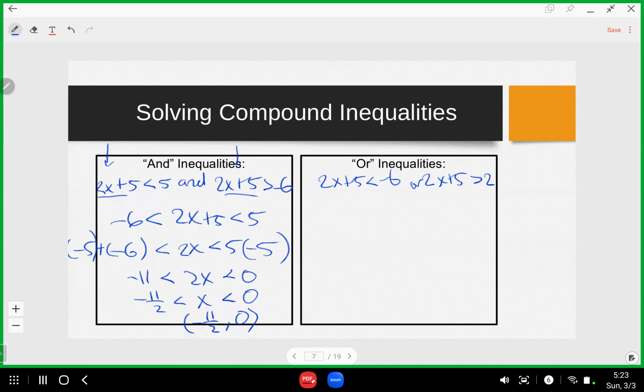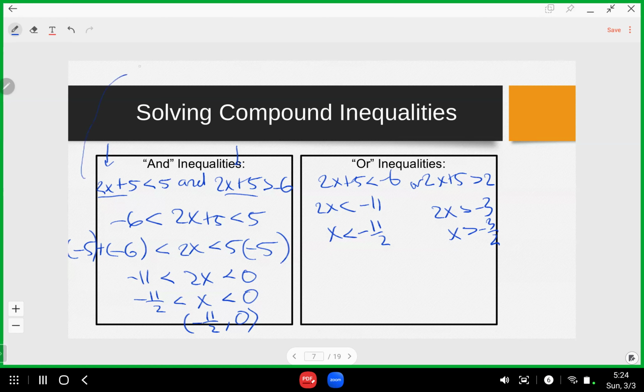So now you have to do them separately. You just have to solve each one on its own. So we can solve this one. 2x is less than -11. X is less than -11 over 2. And now 2x is greater than -3 here. X is greater than -3 over 2. So obviously these cannot coexist, right? So that's why it's or. You cannot combine them. They go in separate directions, right? You see the number line here.